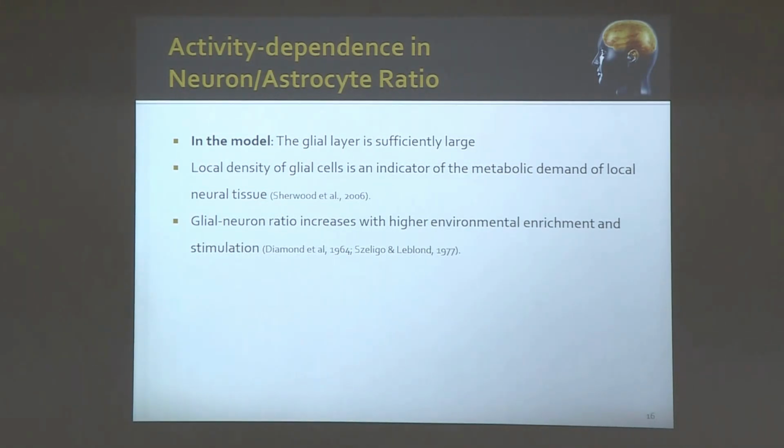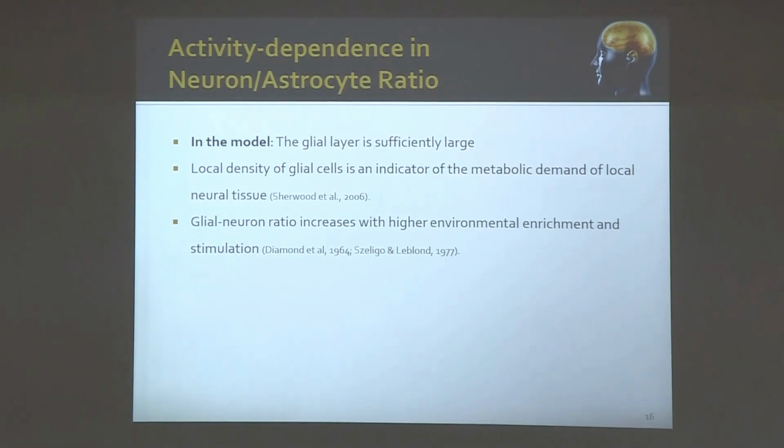We know that the number of astrocytes is much more than the number of neurons, something like even double. People talked about 50 and 10 and all that, but 2 seems to be a reasonable figure that's floated around these days. So in the model also we have this kind of relationship. Local density of glial cells is an indicator of metabolic demand of local neural tissue. One more thing that is very interesting is that the glial-neuron ratio increases with higher environmental enrichment and stimulation. If you grow an animal in a sensory-rich environment, its glial-neuron ratio goes up. That's exactly what we are seeing here. To support certain kinds of complex pattern activity in the brain, you need a sufficiently large number of astrocytes in whichever area of the brain is active.